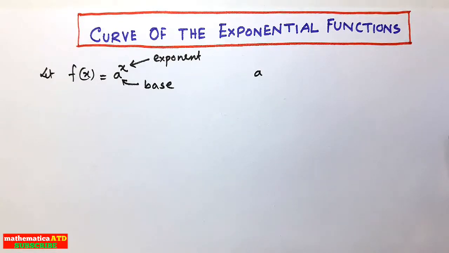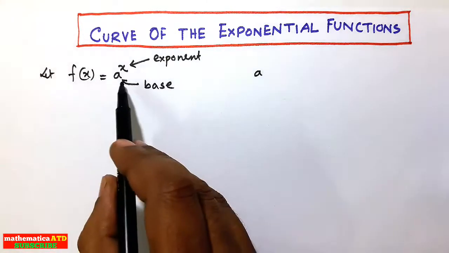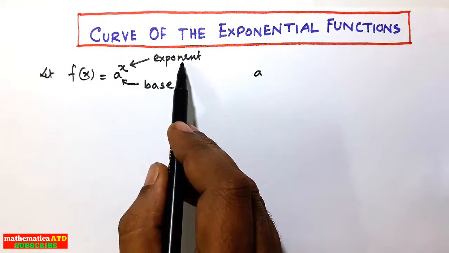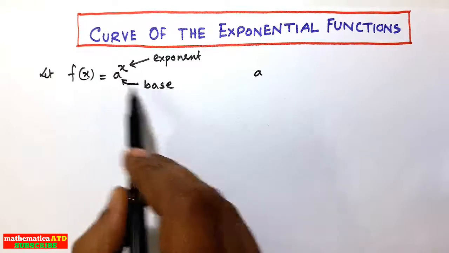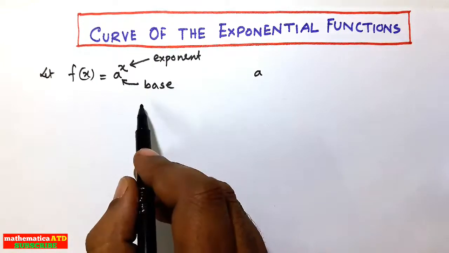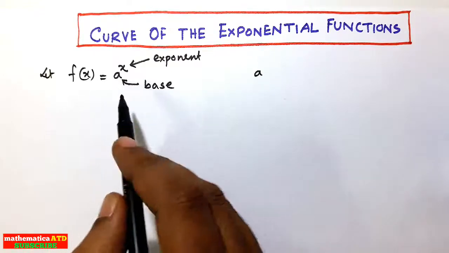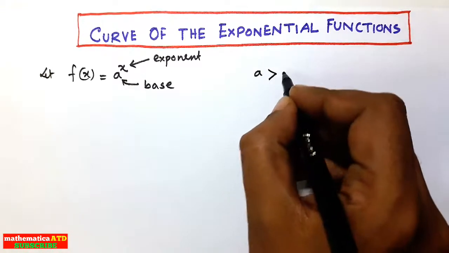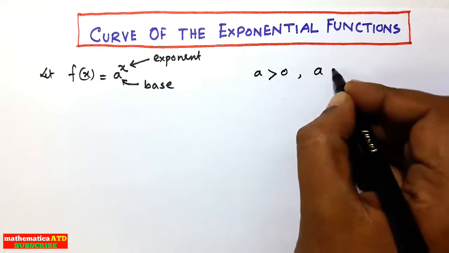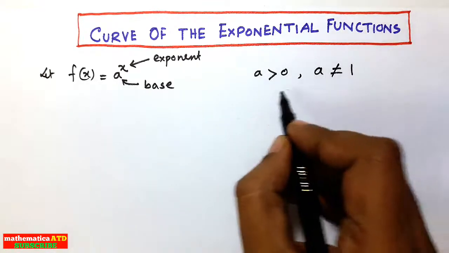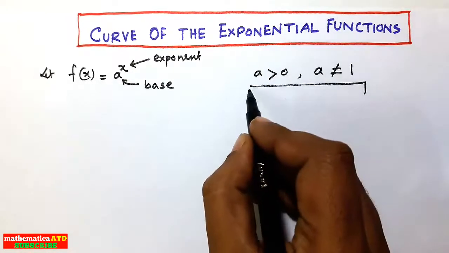Dear friends, today we shall see the curve of the exponential functions. Let f(x) is equal to a to the power x, where x is the exponent or the power, and a is the base. What is the condition? The condition for f(x) to be an exponential function is a is greater than 0 and a is not equal to 1.